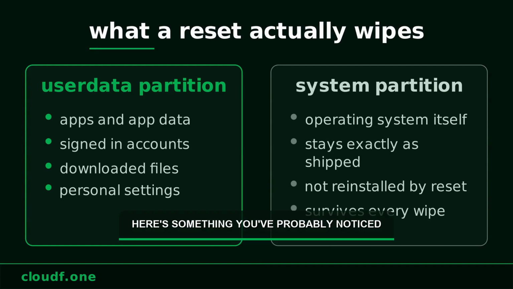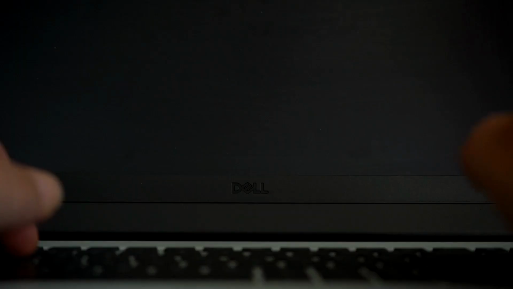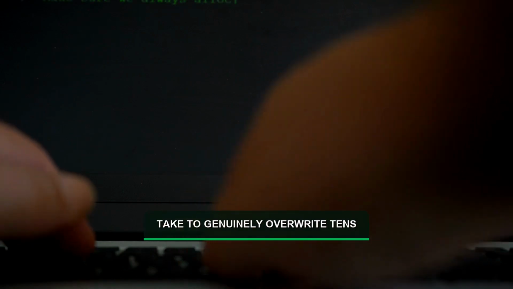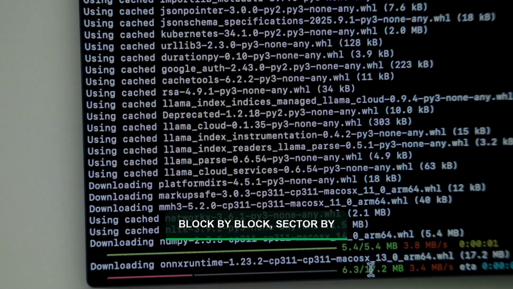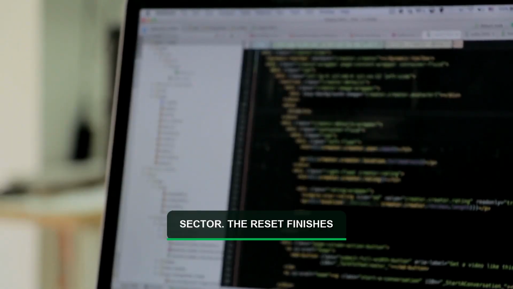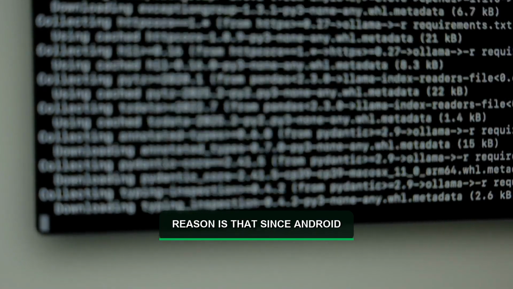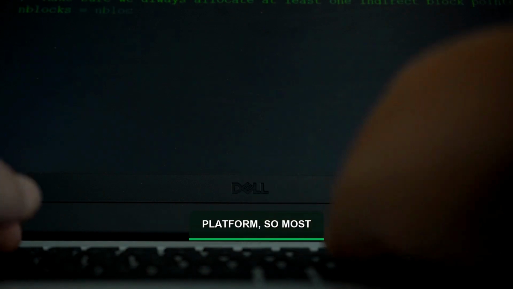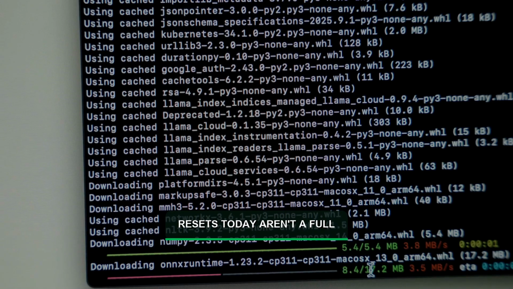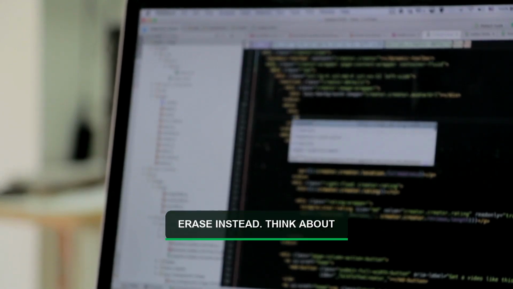Here's something you've probably noticed before without ever stopping to ask why. Compare how long a factory reset actually takes against how long it would take to genuinely overwrite tens of gigabytes of flash storage, block by block, sector by sector. The reset finishes way faster than a real overwrite ever should. And the reason is that since Android 10, file-based encryption has been mandatory across the entire platform. So most resets today aren't a full data blanking overwrite at all. They're what's called a crypto erase instead.